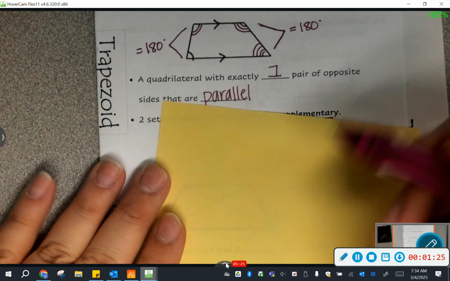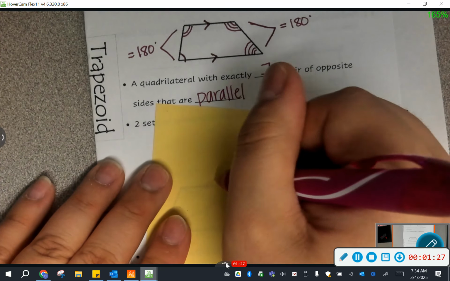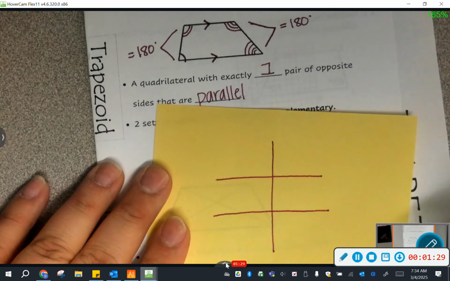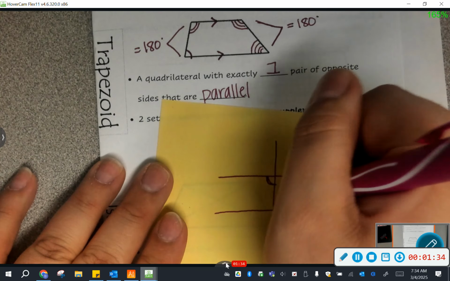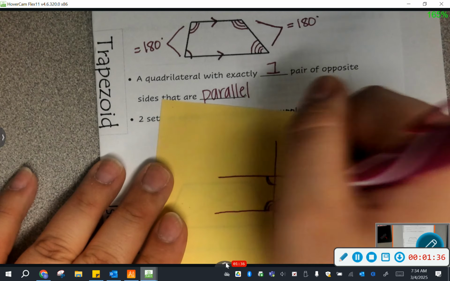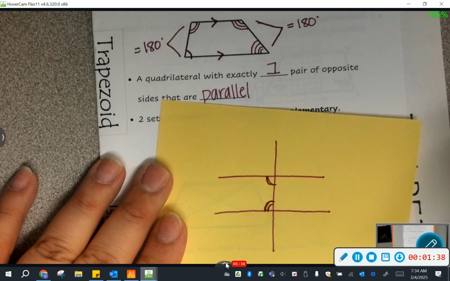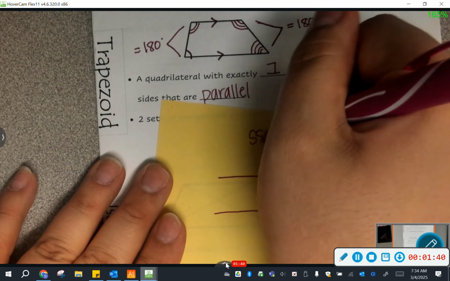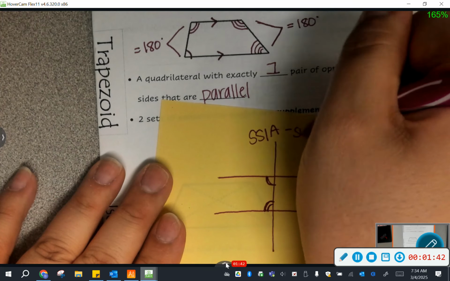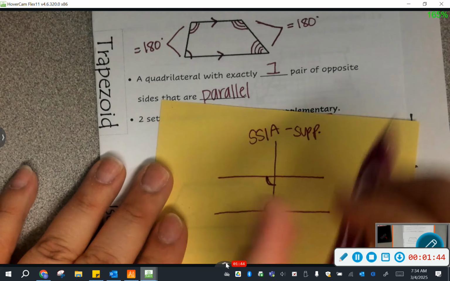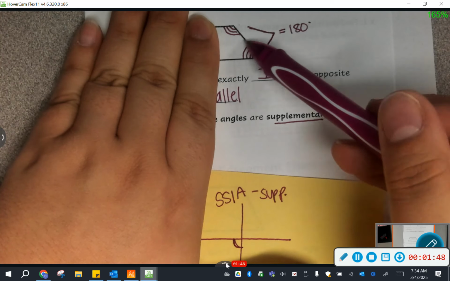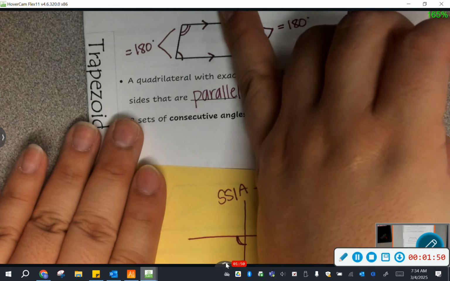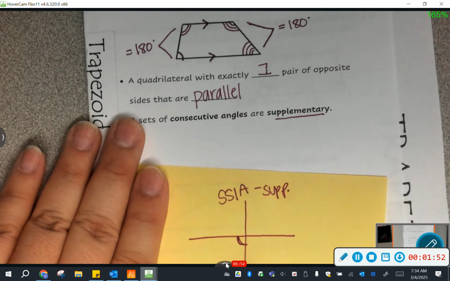Yeah, y'all remember in October and September when we learned about this? Y'all remember transversals? And y'all remember when we had this and this? Do y'all remember what those were called? Same side interior angles. Remember, those are supplementary. These, if I were to extend this line, are same side interior angles. And so are these. So that's why they're supplementary.